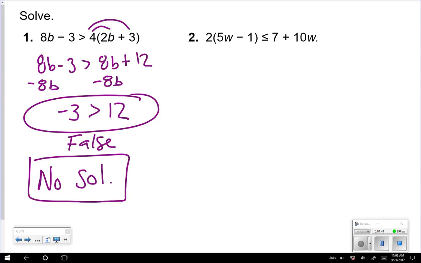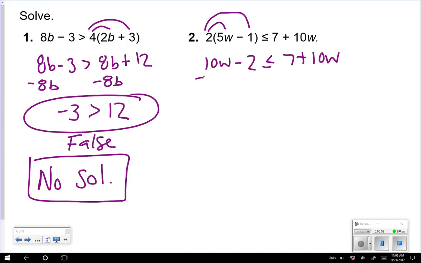So you can have no solutions with inequalities as well. Okay, let's look at this one. We have to simplify the left side. So I'm distributing. I have 10w minus 2 is less than or equal to 7 plus 10w. Okay, it's simplified. I can't combine any of these like terms.